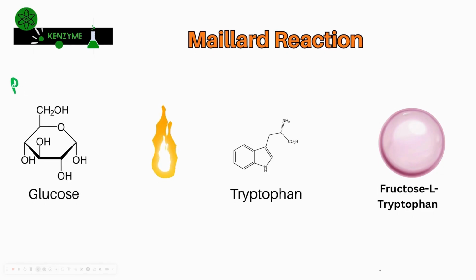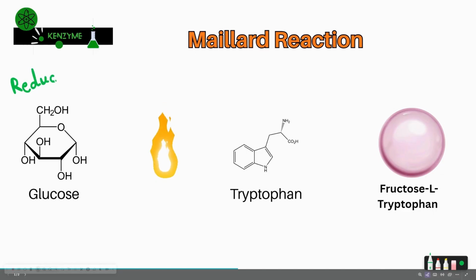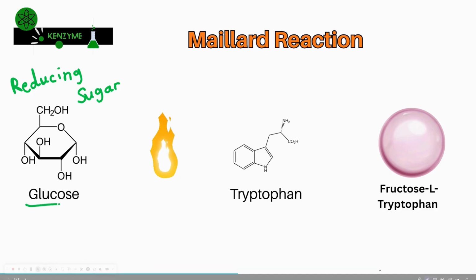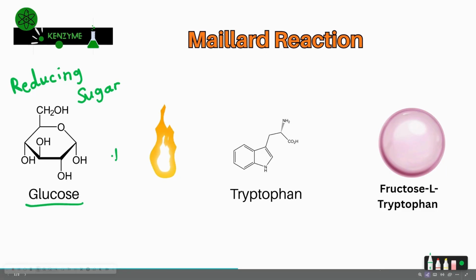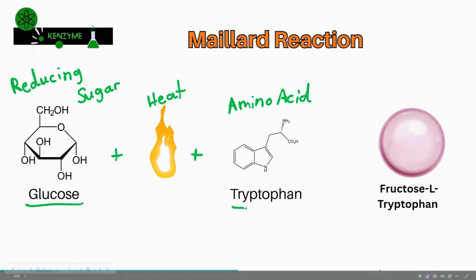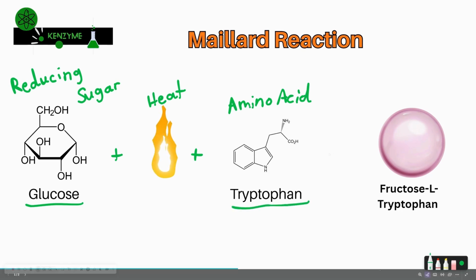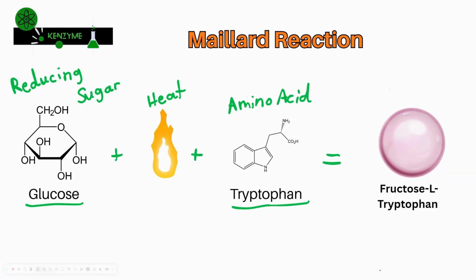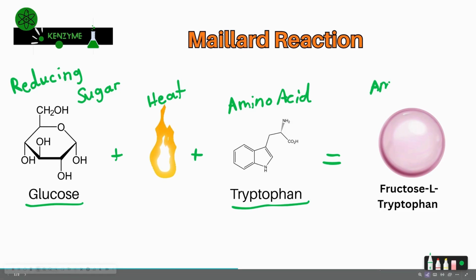So as I was saying earlier, you're going to have your reducing sugars. And in coffee, the most common reducing sugar is going to be glucose. You're going to add heat. And then of course with your heat, you're going to add your amino acid. One of the really common amino acids in coffee is tryptophan. And this is going to give you, in this case, with the glucose and the tryptophan, you're going to end up with fructose L-tryptophan, which is also known as the Amadori arrangement.